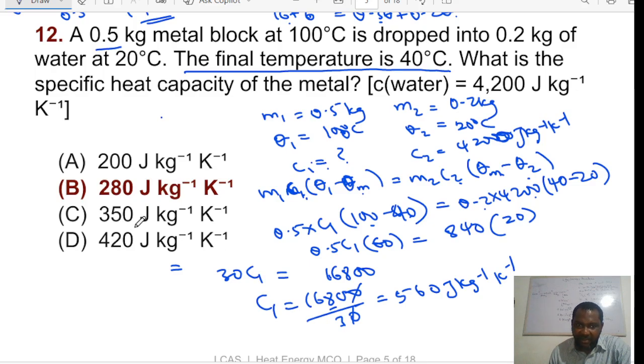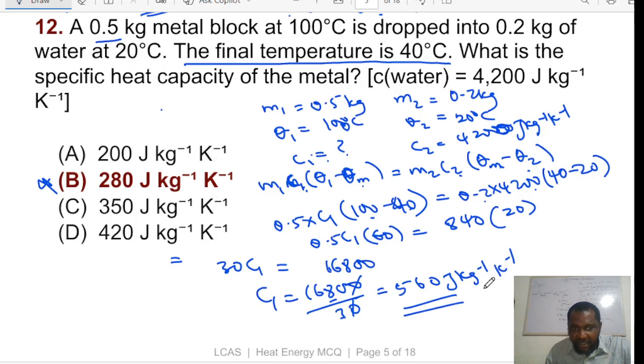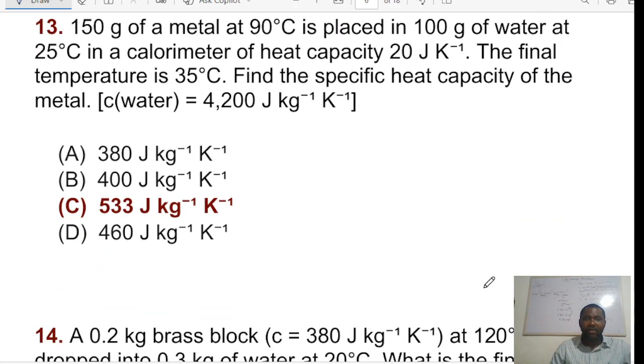There is no 560 here, and I don't think I made any mistake here. There is no mistake here. Yeah, no mistake. So the answer is 560. The option is not here. This is wrong. So 560 joules per kilogram per Kelvin. Now that leads us to the next one, number 13.